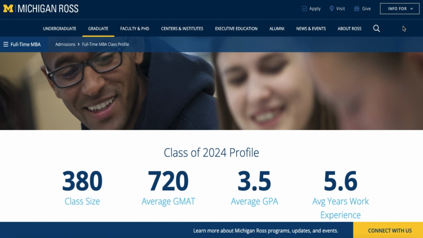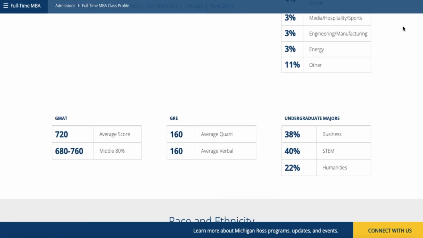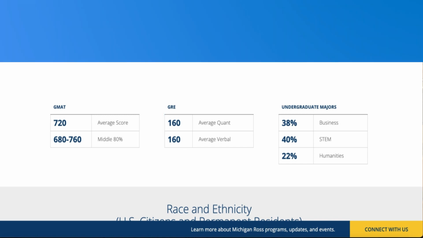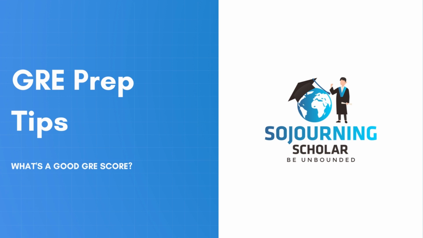One of the best ways to find out how competitive your applicant pool will be is to look at the student profile of the last year's admitted class in each of the grad school programs you're applying to. So for example, if I was applying to the University of Michigan's Business School, I would find out that the average GRE score for the 2024 admitted class was 160 for both the verbal reasoning and the quant reasoning sections. So now you know how to set a target GRE score. Let's talk about how you can raise your GRE score.